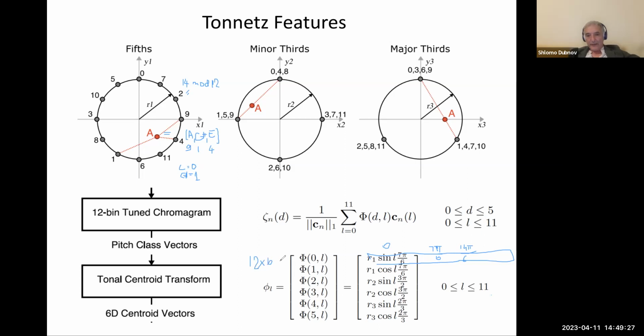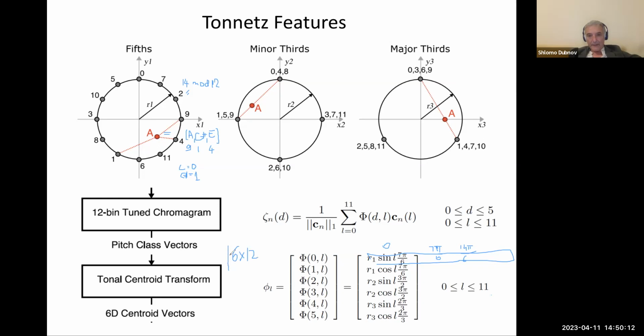and we multiply this by a vector, which is 6 by 1. This is the chroma. I did this opposite. For the matrix, we first write the column dimension, so the matrix that we have is 6 by 12. This phi matrix is 6 by 12.